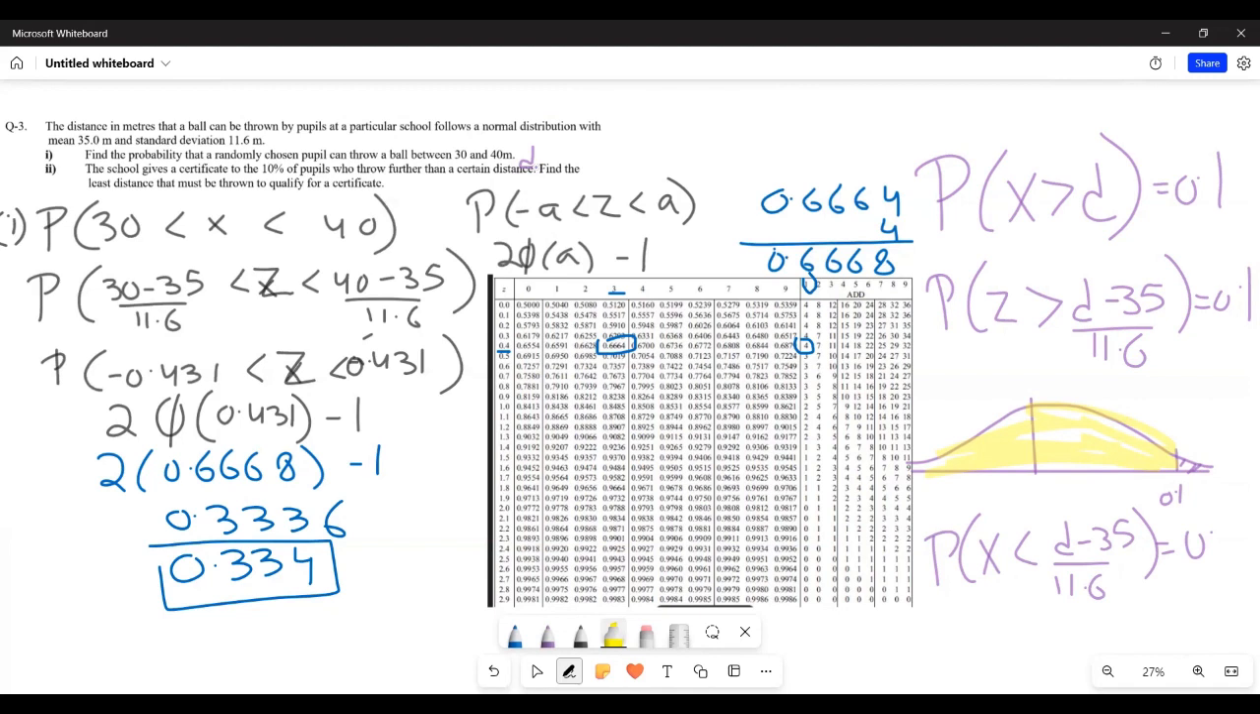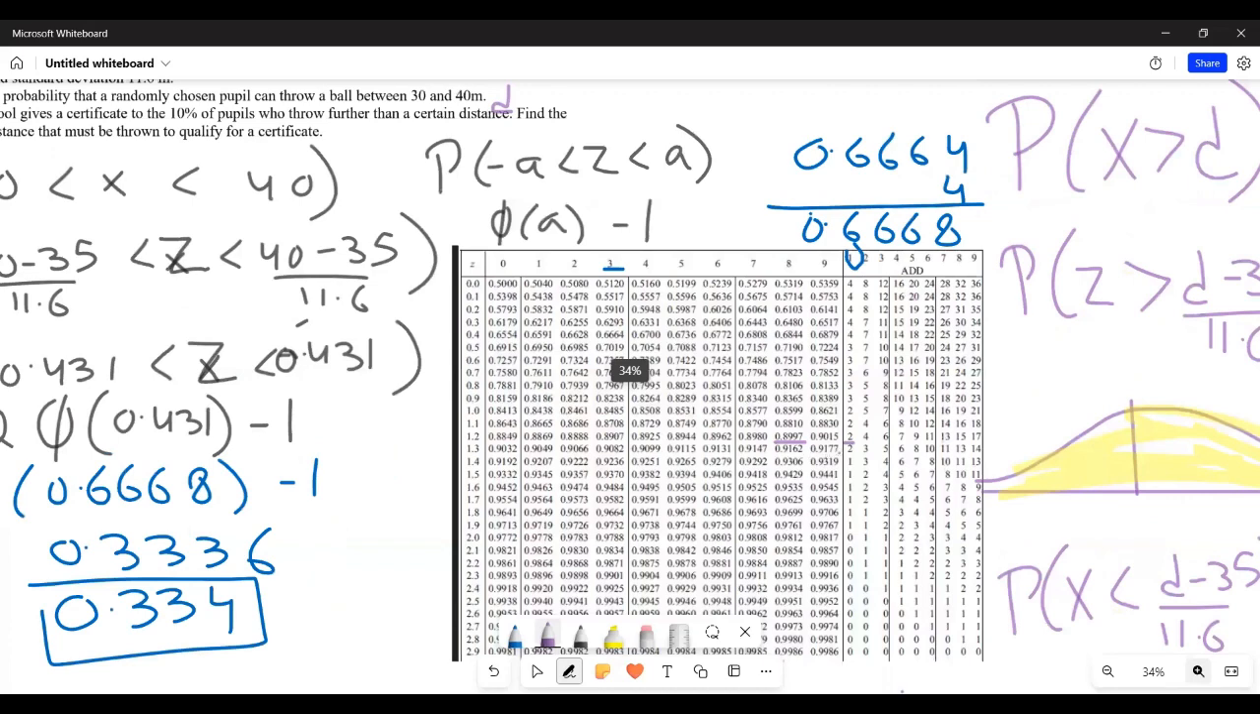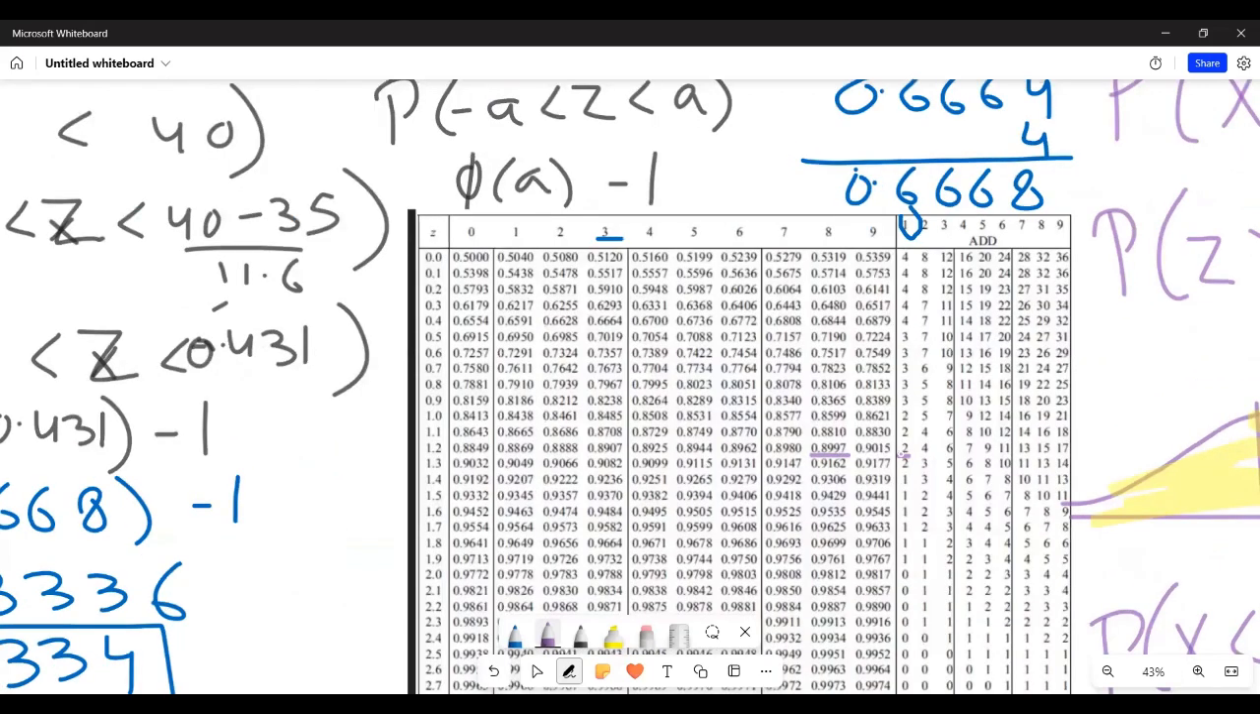Okay, now we see when the probability is 0.9, sorry, 0.9, not 0.1. So do we have 0.9 exactly? No, we have this, and then we need to add 3 to it. We can't add 3 to it. There's an option of 2 and 4, so you stick to the smaller number. So 0.8897 plus 2 would be 0.8899.